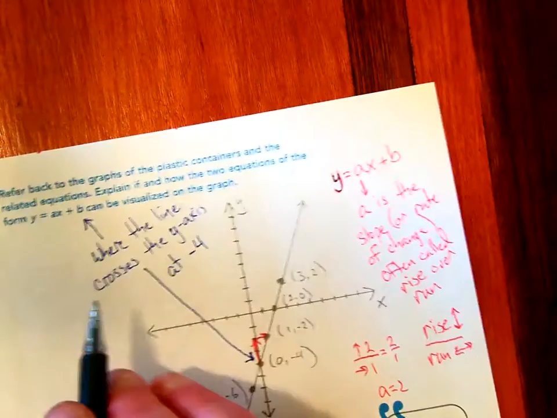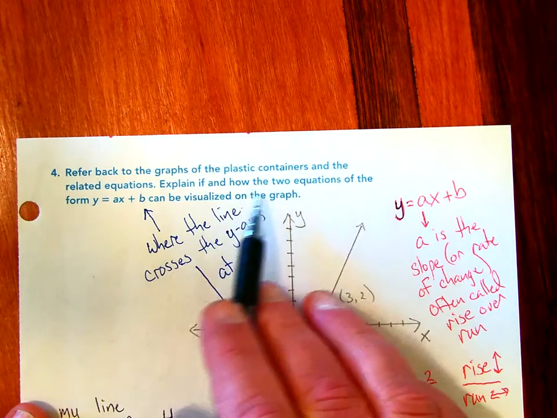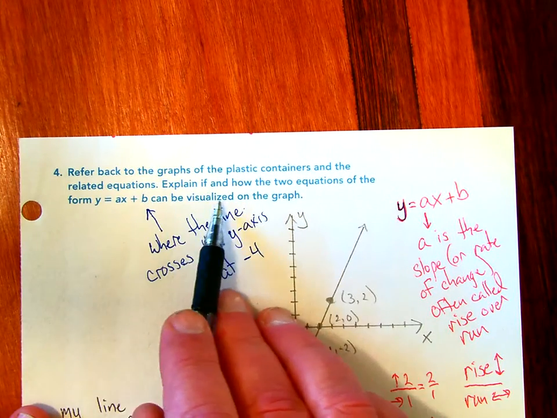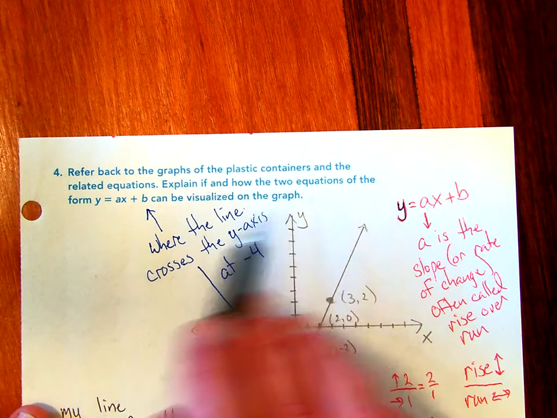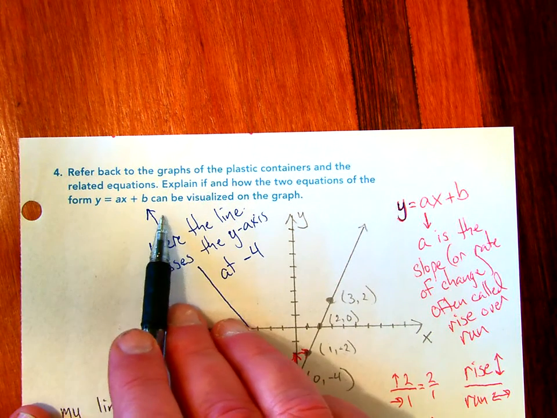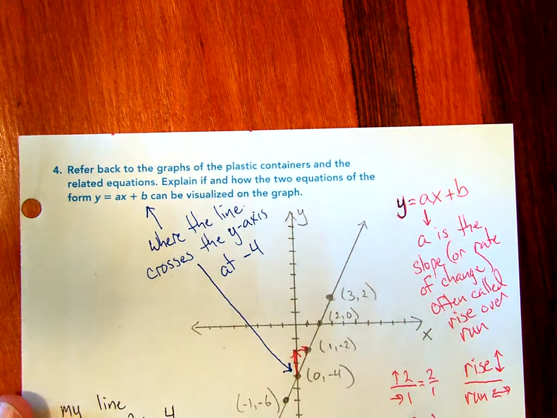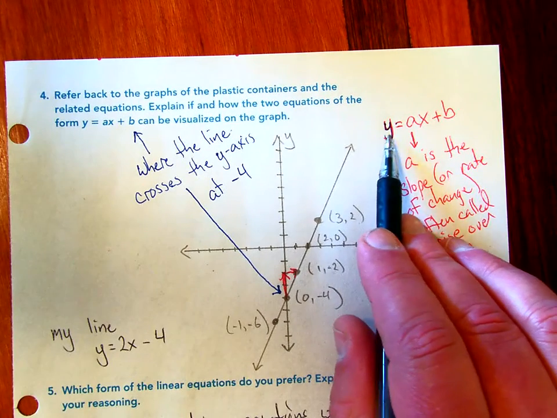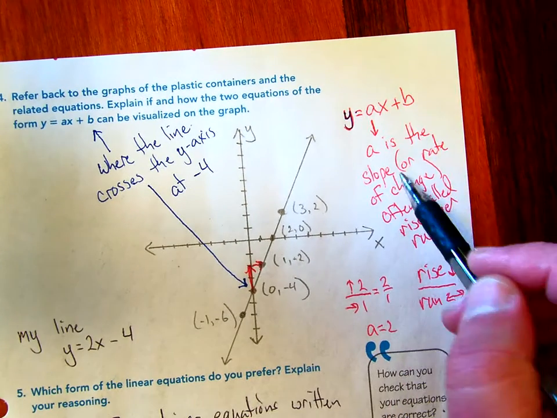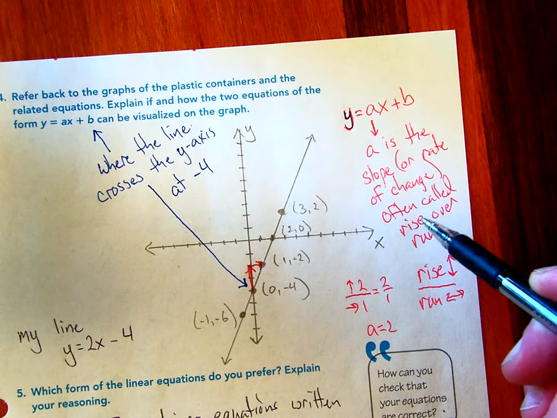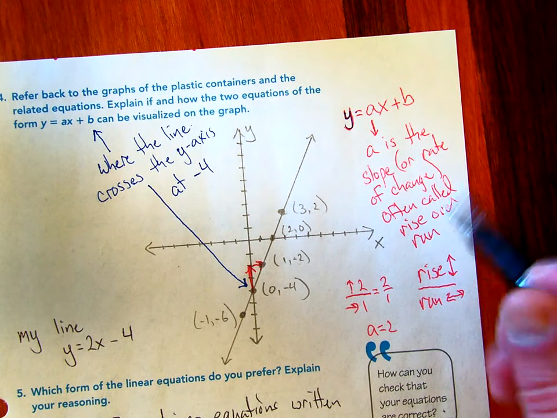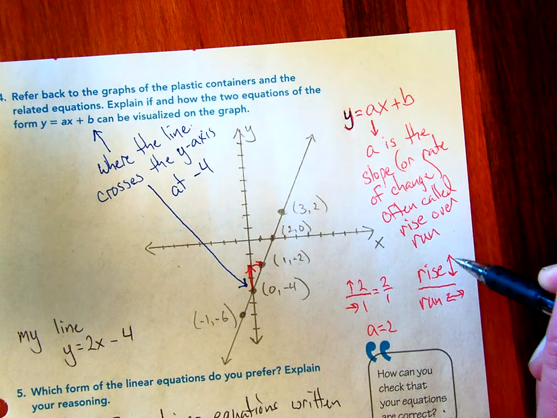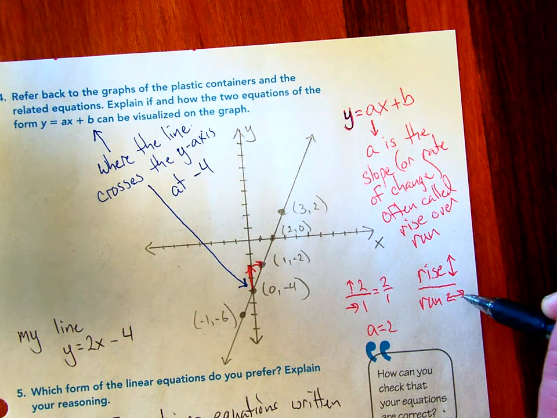Page 49. Refer back to the graphs of the plastic containers and the related equation. Explain if and how the two equations of the form y equals ax plus b can be visualized on the graph. Again, a is the slope or the rate of change, often called rise over run. Rise, how far it goes up or down. So a change in y value over run, a change in x value. Is it going forward, positive x, or backwards, negative x?